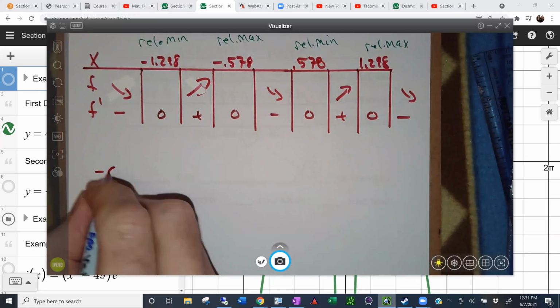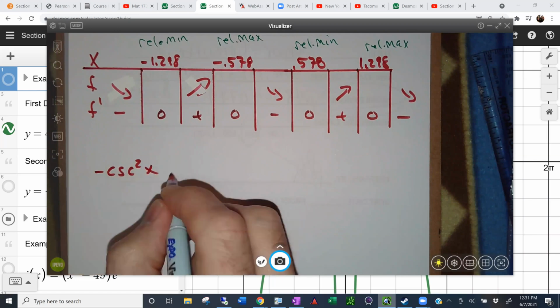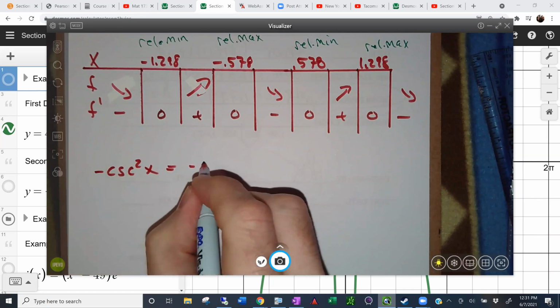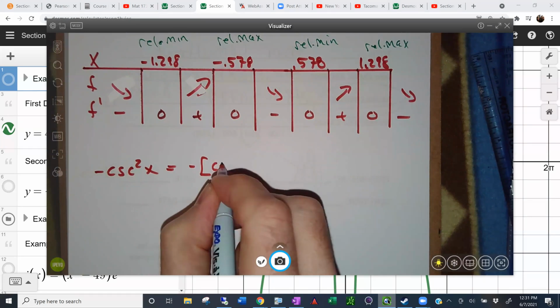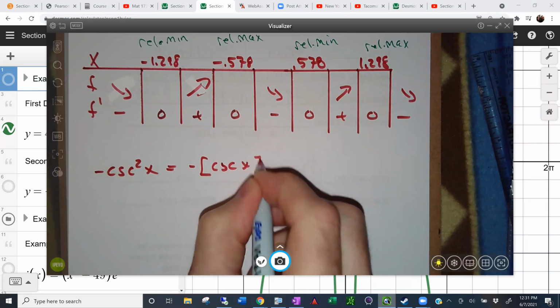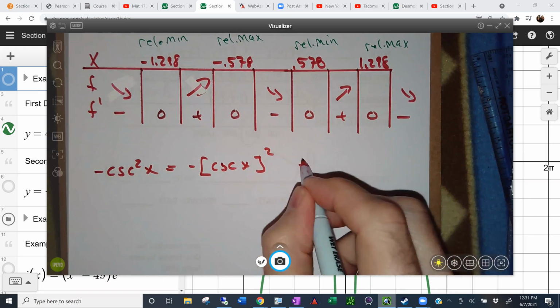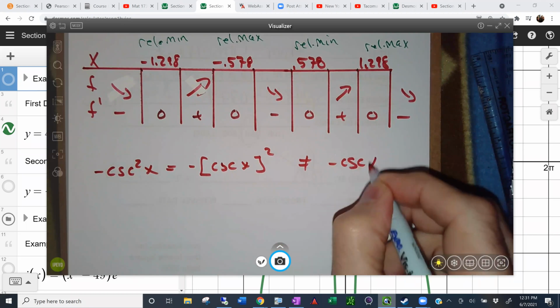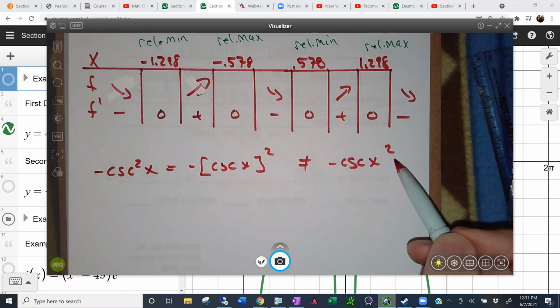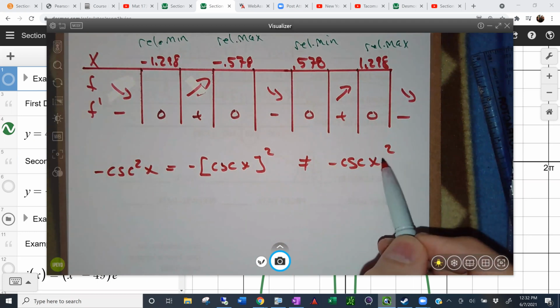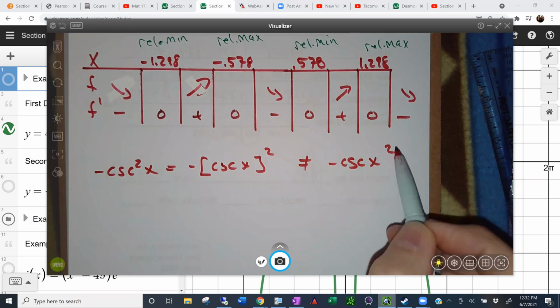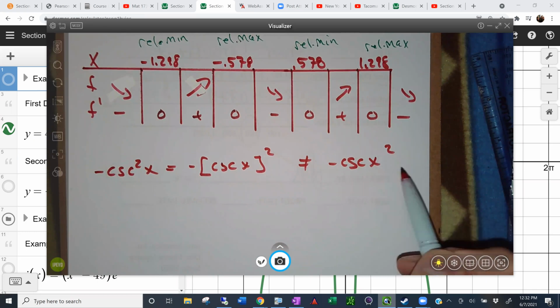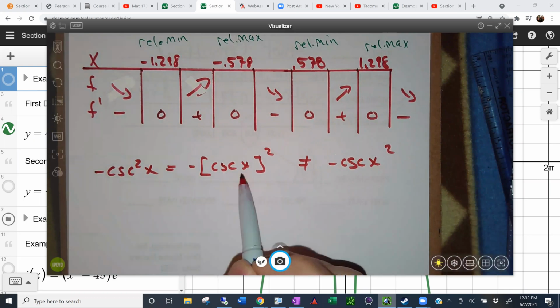So minus cosecant squared of x, which would be minus cosecant of x, squared. Now, on the test, for problems like this, a few of you wrote minus cosecant of x squared like that. And you actually did the work right, so I didn't take off any points. But just so you know, without the parentheses there, you're really just squaring the x, which is a much different function than this. Just throwing that out there as an FYI.